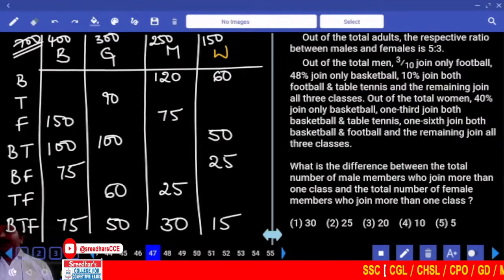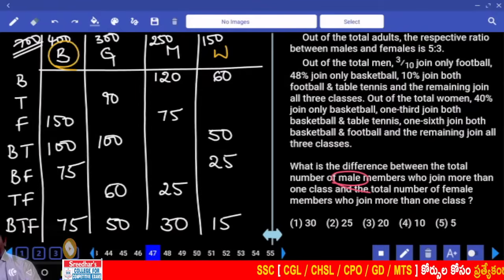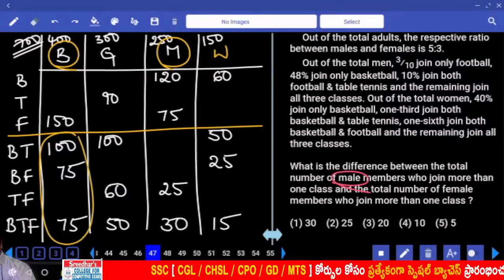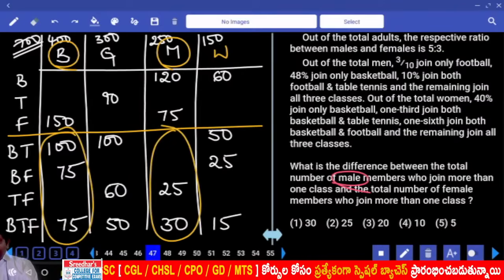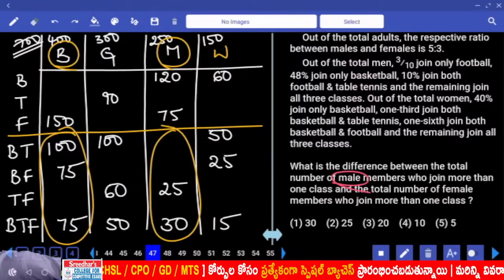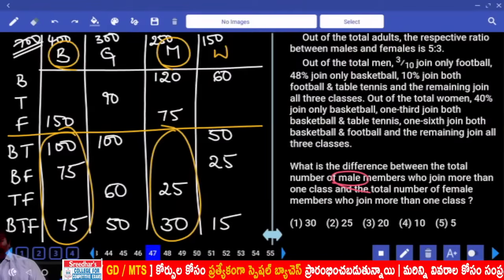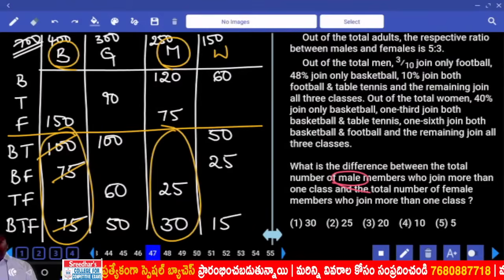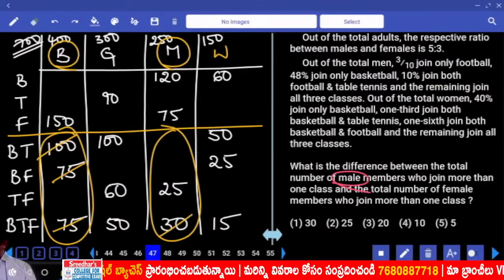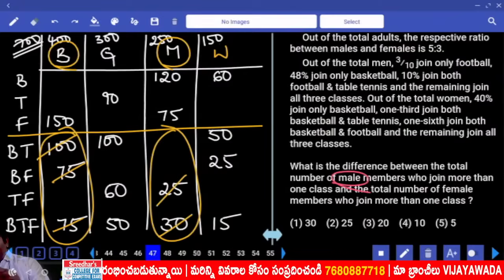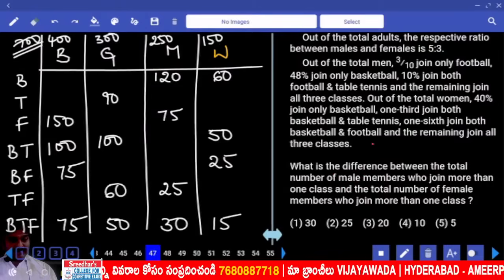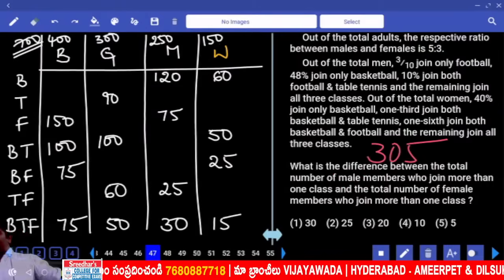Right. More than one. Male people, boys and men. More than one in the sense, these three and these two together. Am I right? Agreed or not? 100, 75, 75. 150 plus 100. 250 plus 30. 280 plus 25. 305. Next, women.